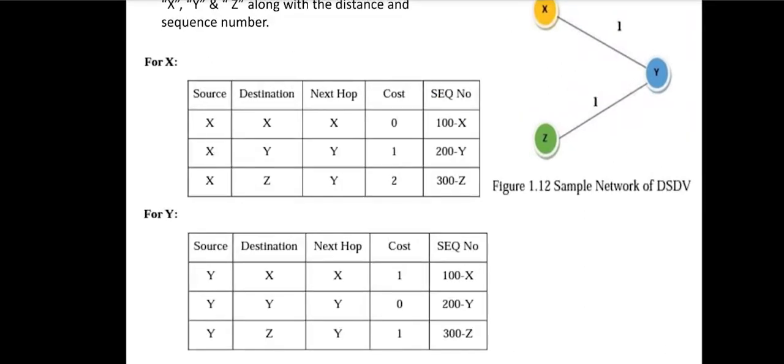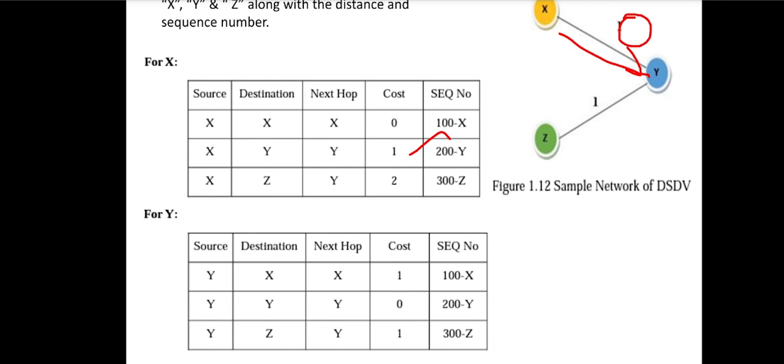The next connection is from my source X to the destination Y. Here, the distance from X to Y is the value 1, which is nothing but my hop count. The count of hops is the value 1, and that will be represented as my cost. The cost of the source X to Y is 1.